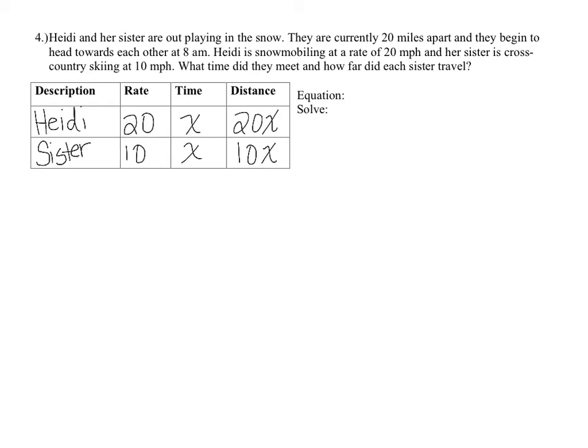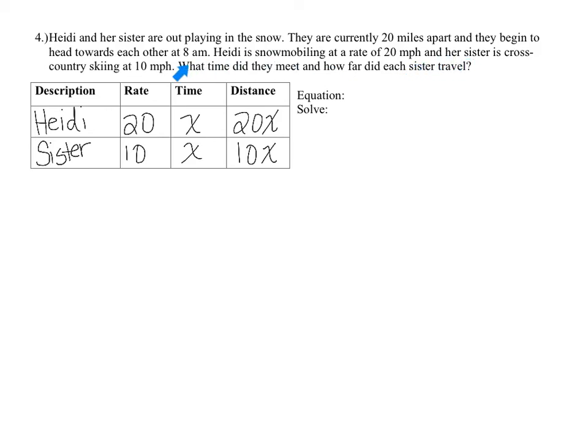So here we go. We have Heidi and her sister, and it says they are currently 20 miles apart. That is not each person's distance. They are currently 20 miles apart. They begin to head towards each other at 8 a.m. Now, remember, 8 a.m. is not the time we put here. I put in 2 x's because they both left at 8 a.m. and they're traveling towards each other, all right? Heidi is snowmobiling at a rate of 20 miles per hour, so that's where the 20 came from, and her sister is cross-country skiing at 10 miles per hour. What time did they meet and how far did each sister travel?